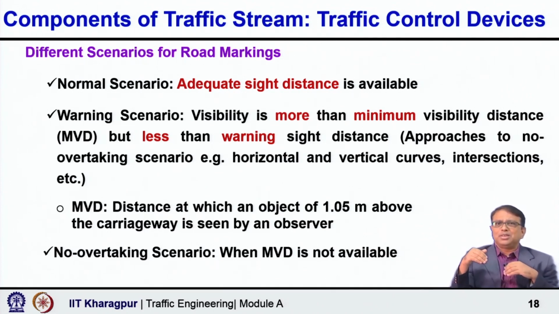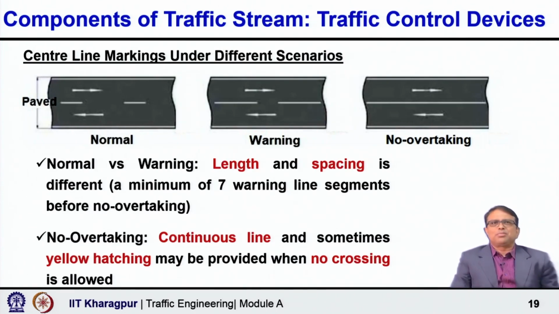Before the no overtaking scenario, a warning scenario is given, just to warn you that you are approaching a no overtaking zone, so that it does not suddenly come upon you. So, this is something in between to give a kind of warning to the drivers that they are now approaching a no overtaking scenario. Here is one small example of how the center line marking is done.